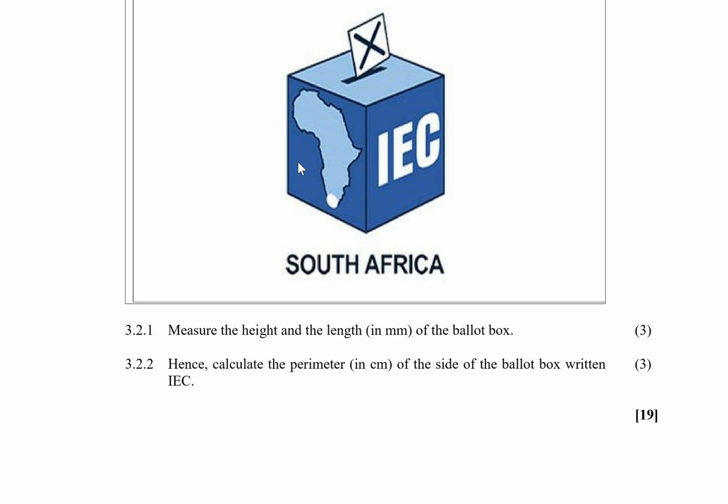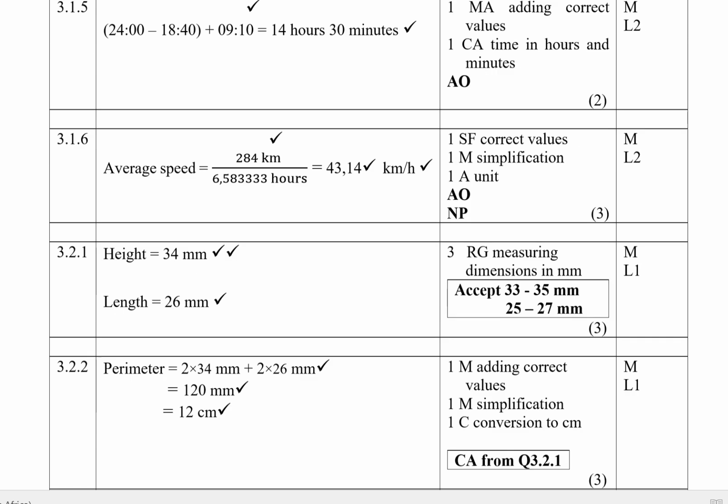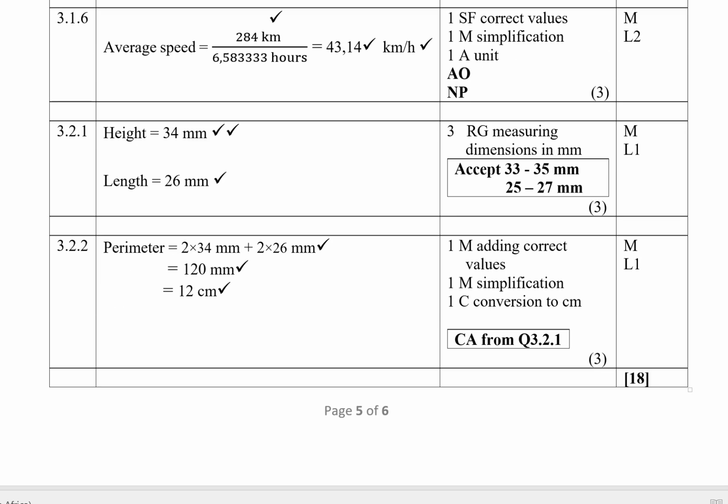However, some of your answers may differ a little bit. We'll go to the memo just now to look at those measurements, as well as question 3.2.2. After we've calculated the length and the height of the ballot box, we need to calculate the perimeter in centimeters of the side of the ballot box written IEC. So let's take a look at their memo. How did they get the answer? You'll see the previous answers there as well.